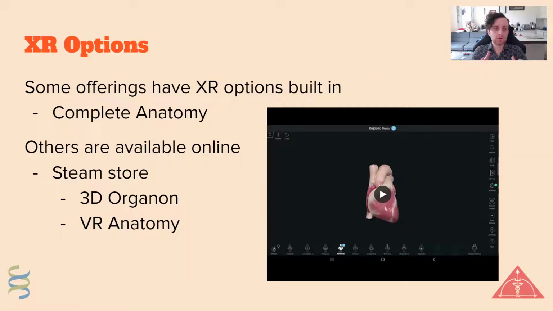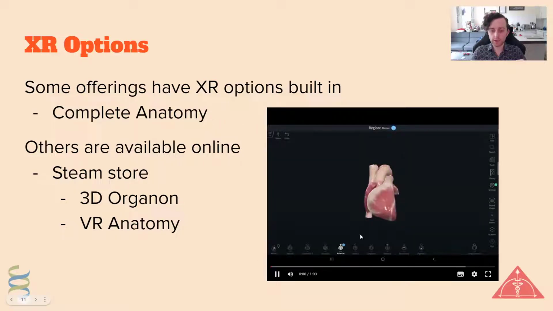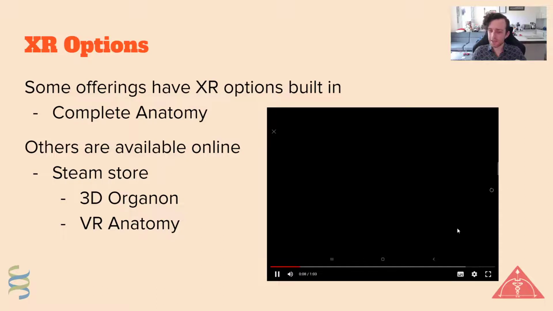And then some of the extended reality options. A lot of the software that I've talked about actually has these already built in. If you remember, with extended reality, we're talking about virtual and augmented. So if you look on the right here, this is a video I took through Complete Anatomy. You can see we have a beating heart model here, and if you look down on the right, there's an AR mode button, which I just tapped.